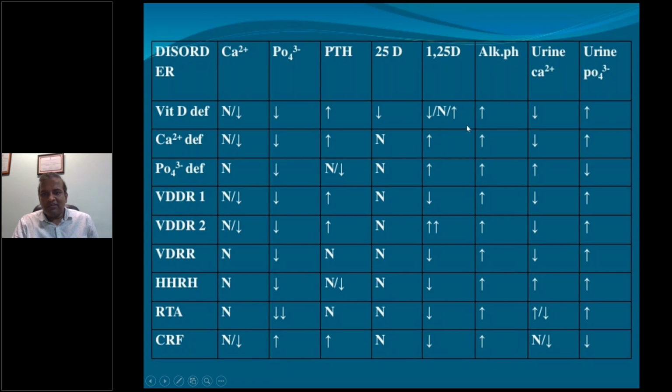Alkaline phosphatase is always increased apart from hypophosphatasia. Hypophosphatasia is a genetic defect in alkaline phosphatase formation. So alkaline phosphatase is reduced or normal.